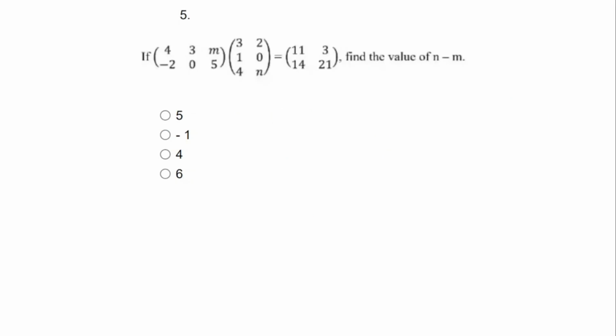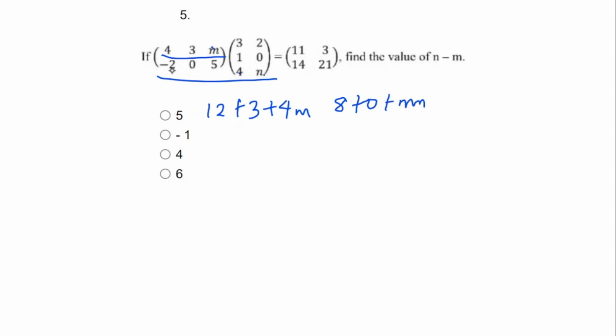Then back to the last question now. This is question 5. So we're going to multiply these two matrices first. How do we do that? That's going to be 4 times 3, that gives 12, plus 3 times 1, that gives 3, then m times 4, that is plus 4m. Then again, you multiply with the second column. 4 times 2 is 8, then 3 times 0, that is plus 0, then m times n, that is plus mn.